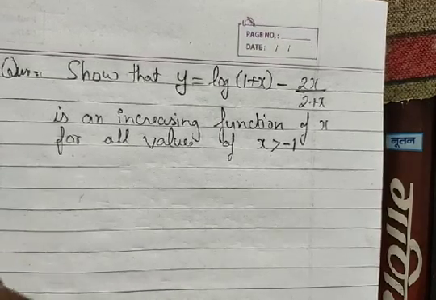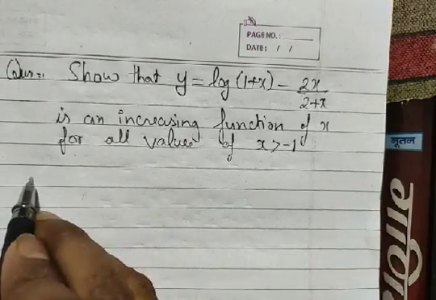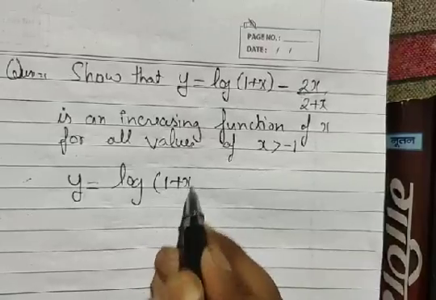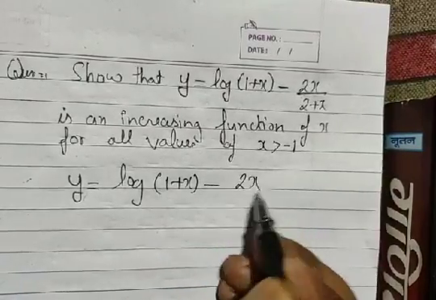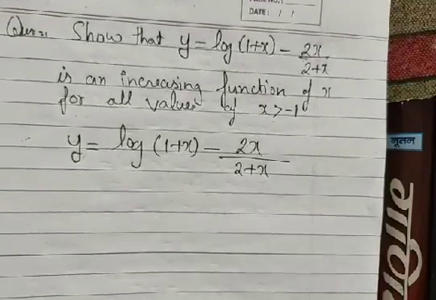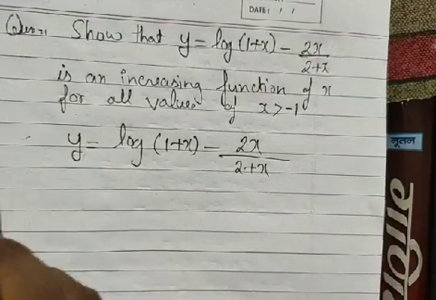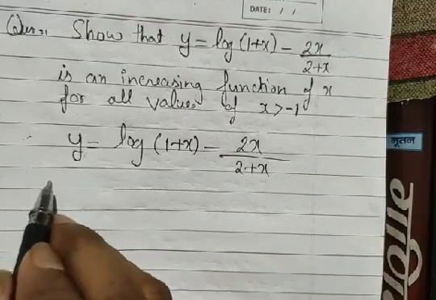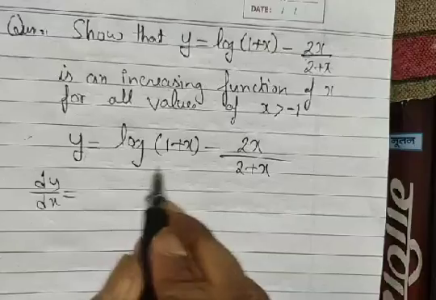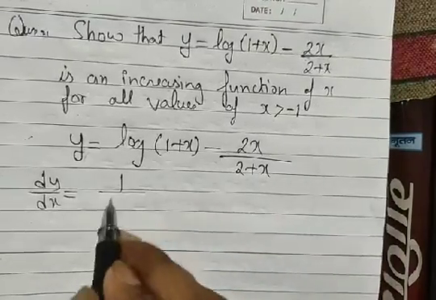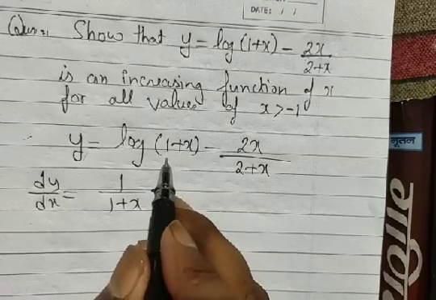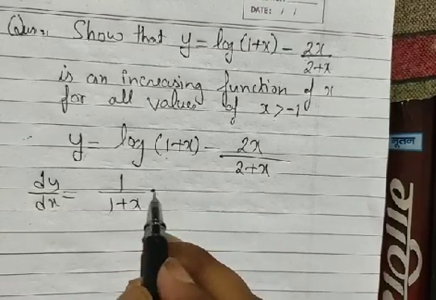Again, we have given y is equal to log 1 plus x minus 2x upon 2 plus x. Now we are going to find its derivative. So ddx of y: it's ddx of log 1 plus x. Then we get 1 upon 1 plus x. Then we find the derivative of 1 plus x: ddx of 1 is 0, of x is 1, so 1 plus 0 is 1.